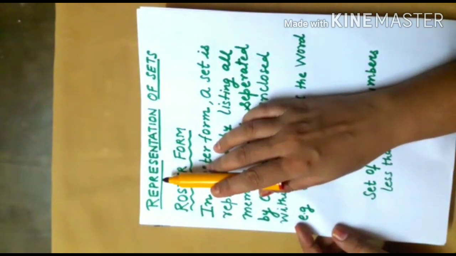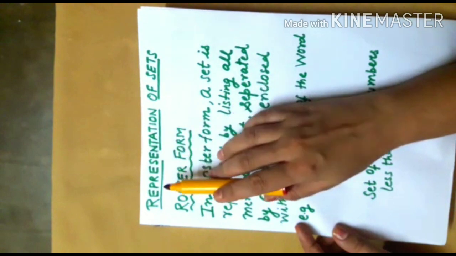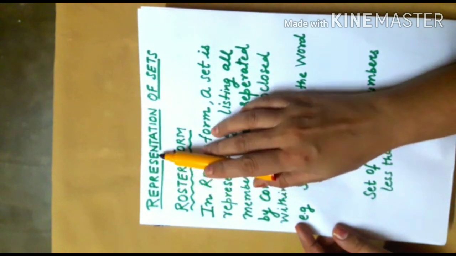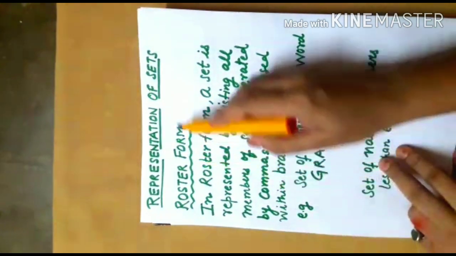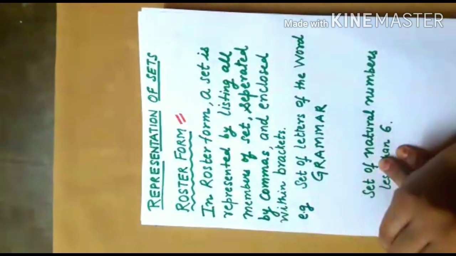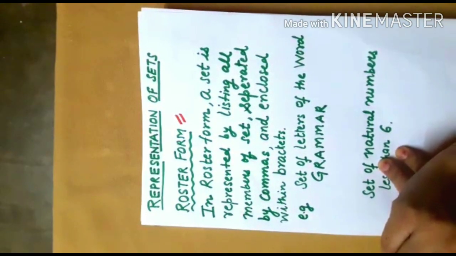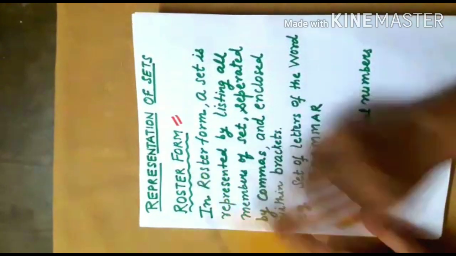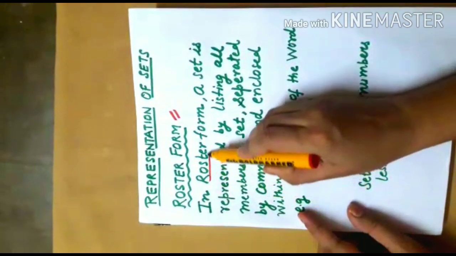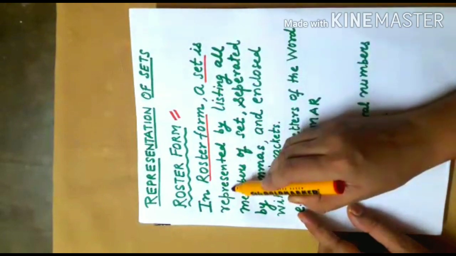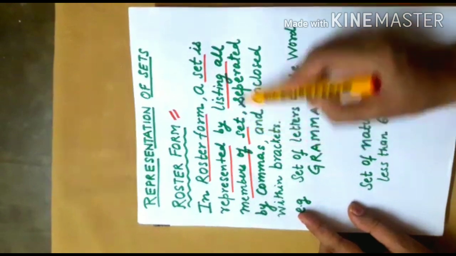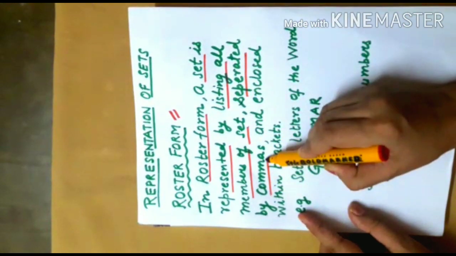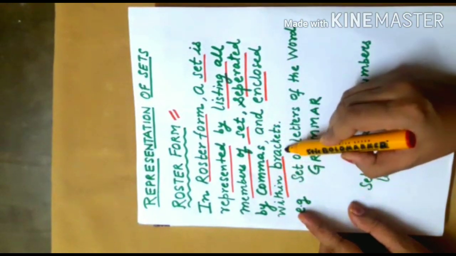Now we will learn how we represent a set. So, representation of sets. There are two ways in which a set can be represented. One is the roster form and the other is the set builder form. So first we will discuss the roster form. In roster form, a set is represented by listing all the members of the set separated by commas and enclosed within brackets.